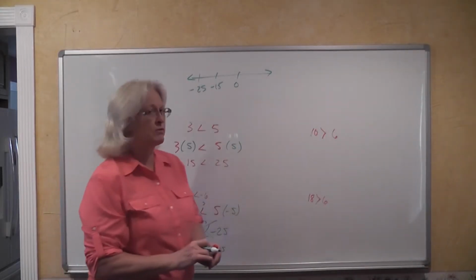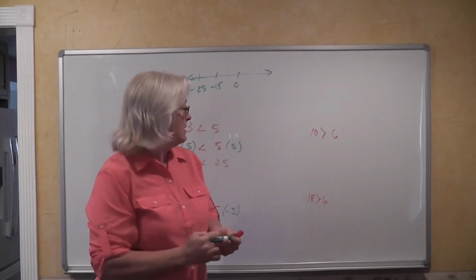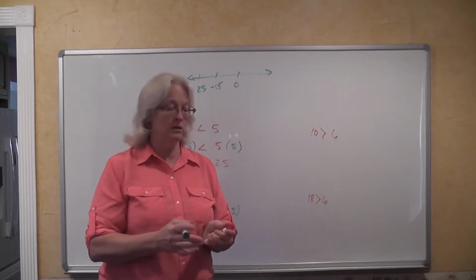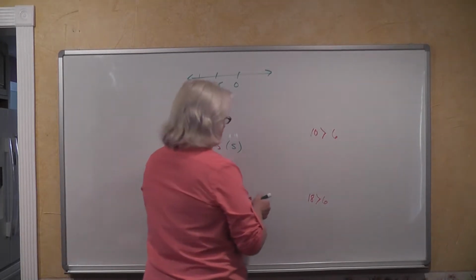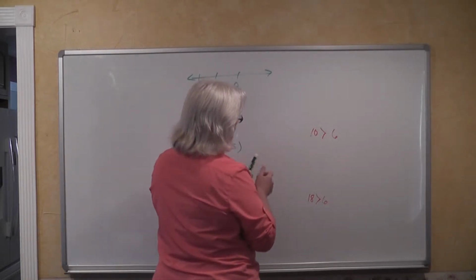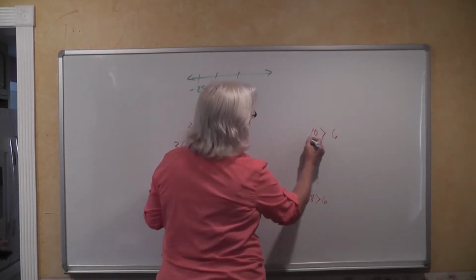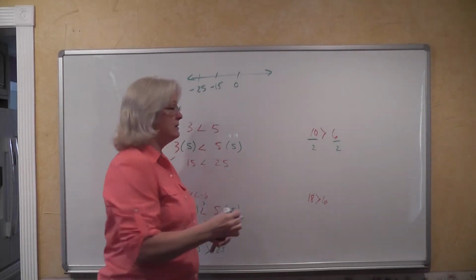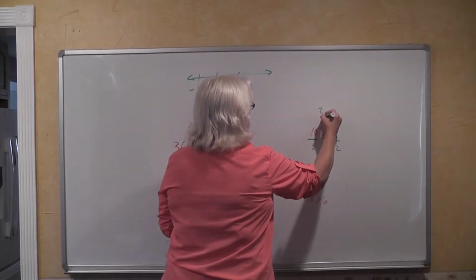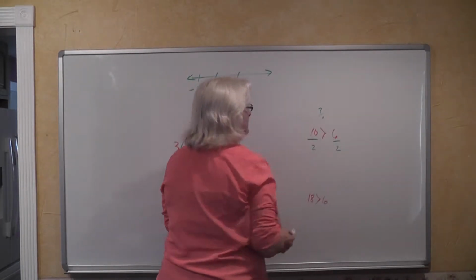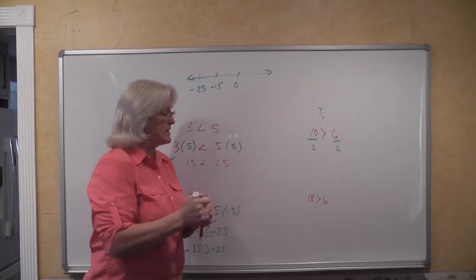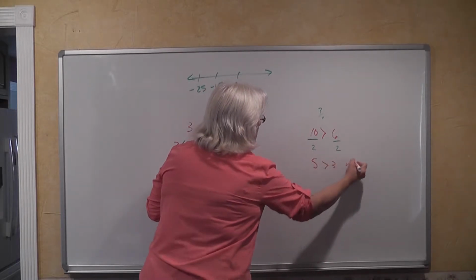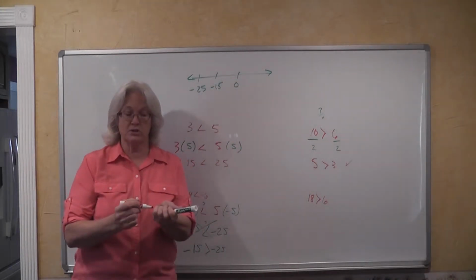Well, let's look over on this second section here, where we have 10 greater than 6 and 18 greater than 6, and see what happens when we divide. Let's divide both sides of this inequality by a positive 2, and see what happens. Is 10 divided by 2 still greater than 6 divided by 2? Do we still have a true statement? Sure. We have 5 is greater than 3. So it works there.